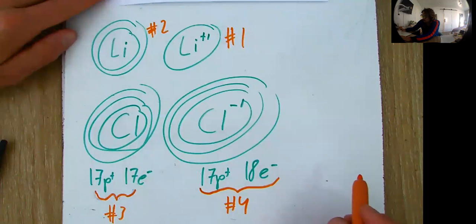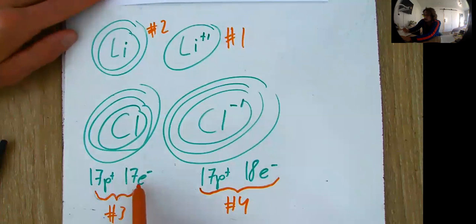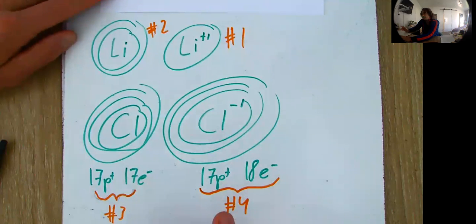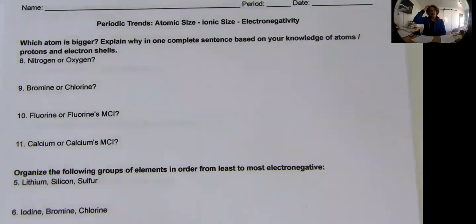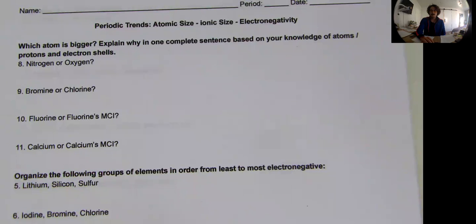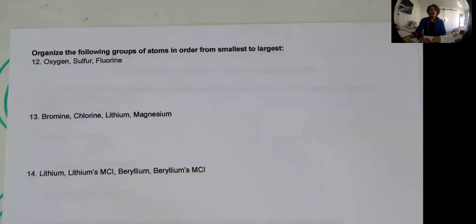Okay. As a review, the number of protons compared to the number of electrons matters within each row, and the shells, more shells is a larger atom and has less electronegativity. All right. You are going to do number 8, 9, 10, and 11 on your own. Good luck. All right, now you're going to do number 12, 13, and 14 on your own. Good luck, people.